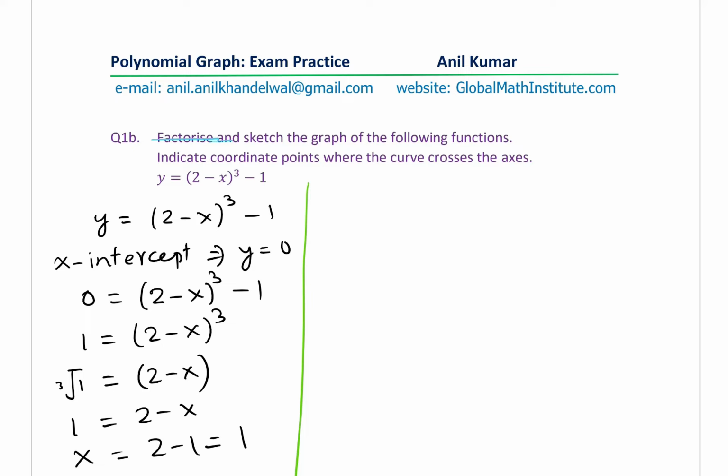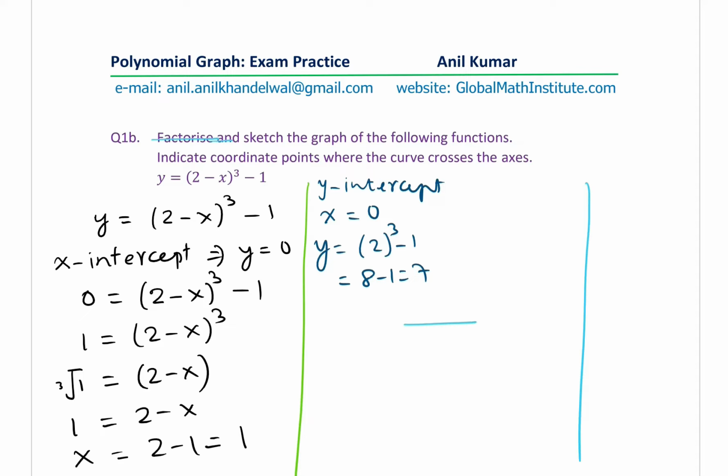Now let's find the y-intercept. Y-intercept is at x equals 0. So y value will be 2 cube minus 1, which is 8 minus 1, that is 7. So the y-intercept is at 7. You get the idea, right? So we got x and y intercepts for us. Now let's try to sketch this graph.